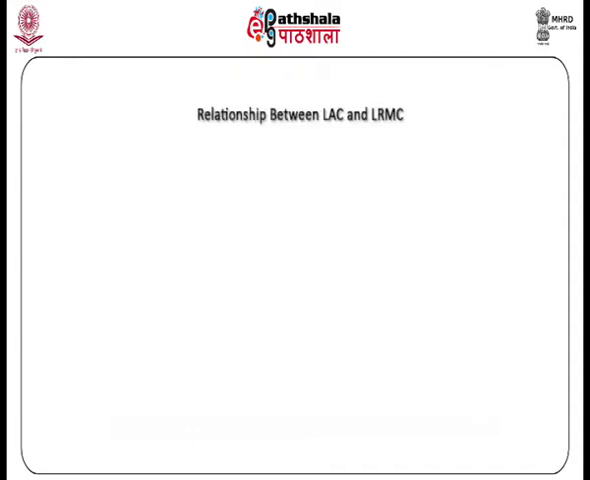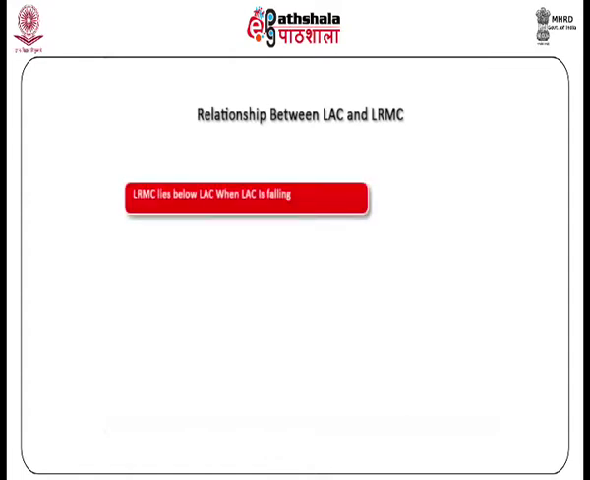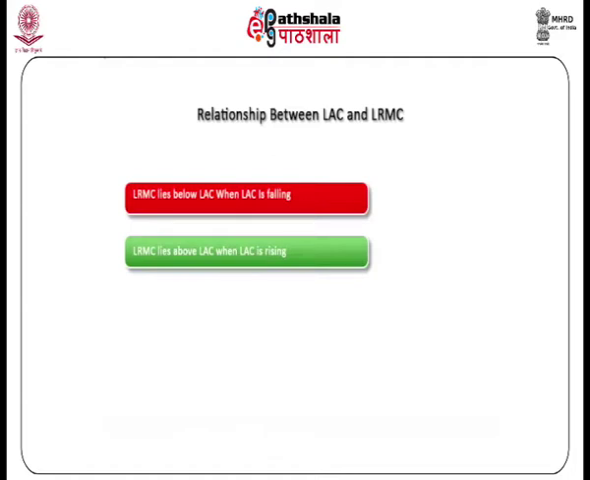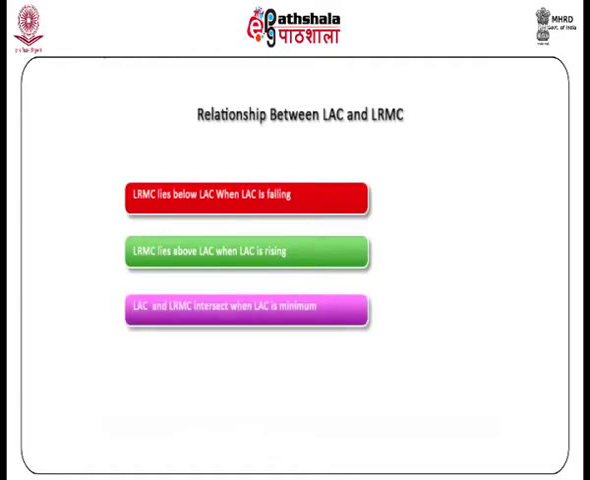The relationship between LAC and LRMC is the same as it exists between the short-run average cost SAC and the SMC. LRMC lies below the LAC when LAC is falling and above it when LAC is rising. Thus, LAC and LRMC intersect when LAC is the minimum. Now the long run AC curve, it is U-shaped, and why is it so? We are looking at that now.